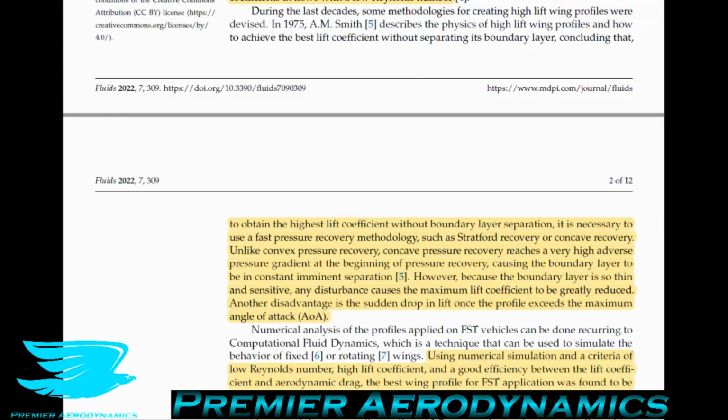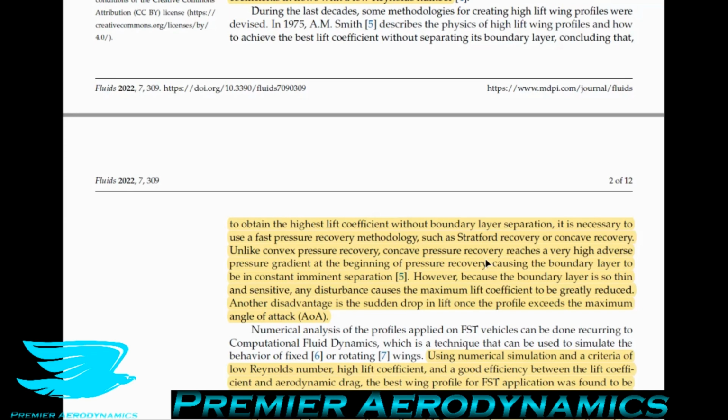They say, however, because the boundary layer is so thin and sensitive, any disturbance causes the maximum lift coefficient to be greatly reduced. So in other words, because we're teetering on this point where the flow is almost separating, a slight deviation from its optimal conditions can result in the boundary layer separating over a portion of the airfoil. That results in a lot of lift being lost and a lot of drag being produced. Another disadvantage of these types of airfoils is the sudden drop in lift once the profile exceeds the maximum angle of attack, as I mentioned, because we're teetering on this stall angle of attack. It's very easy for it to stall under suboptimal conditions. So these are these fast pressure recovery profiles.